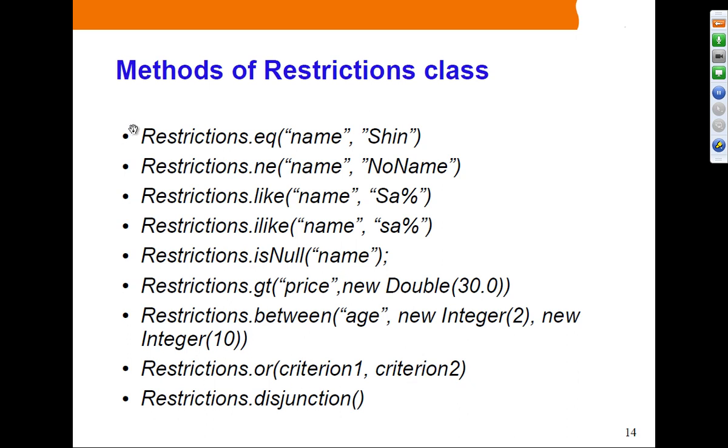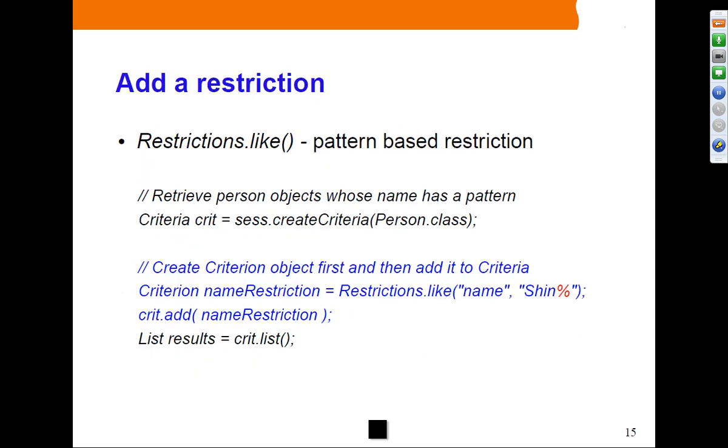And the or, which returns a criterion object. So you can have two restrictions combined with an or operation, and the disjunction is the terminology I have to use. Okay, so this is an example.